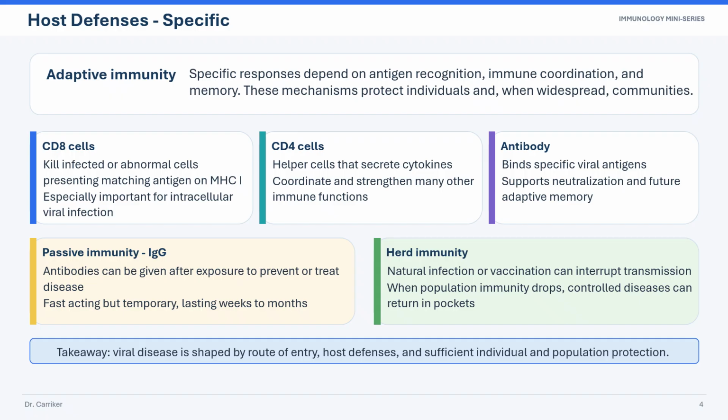Next, we have CD4 cells. CD4 cells are helper T cells. Their role is not primarily to kill infected cells directly. Instead, they help coordinate the immune response by secreting cytokines. These cytokines support many other immune cells, including B cells, macrophages, and CD8 cells. So if CD8 cells are the search and destroy cells, CD4 cells are more like command and control.